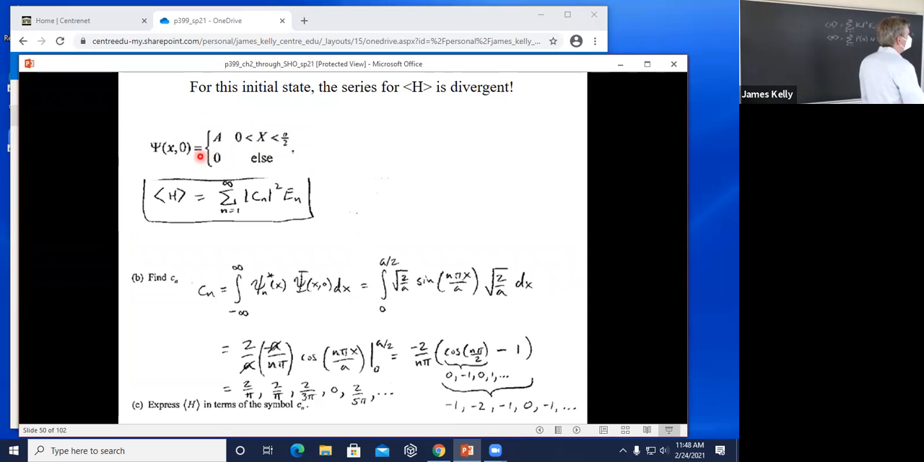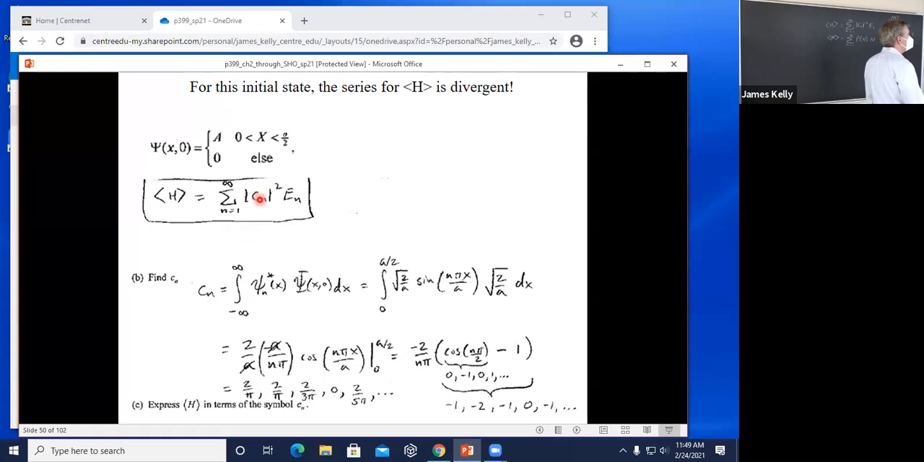We said after the last part of the problem, this is how we can calculate the expectation value of H, and earlier in that problem, we calculated the CNs, and here they are down here. This is the first 5 of them anyway: C1, C2, C3, C4, C5, and so on. They are actually getting smaller as the series goes up because of this n in the denominator. The denominator is going to keep getting bigger and bigger as you go out.